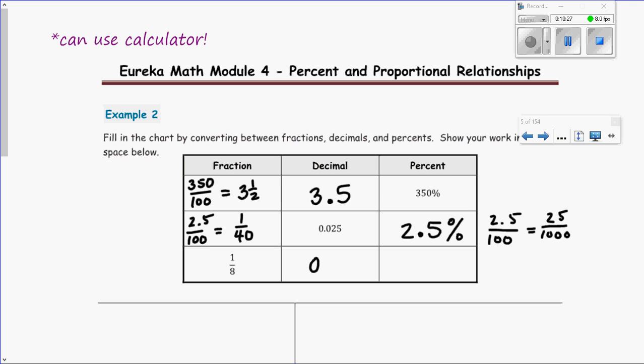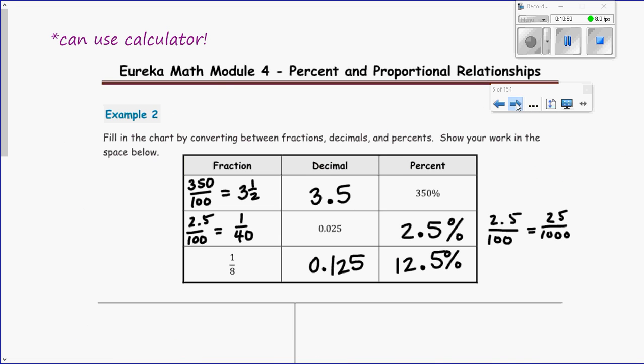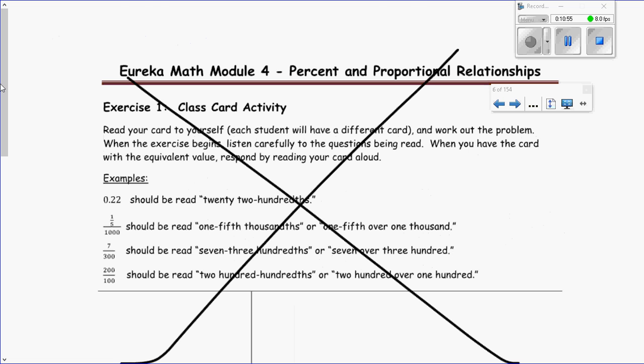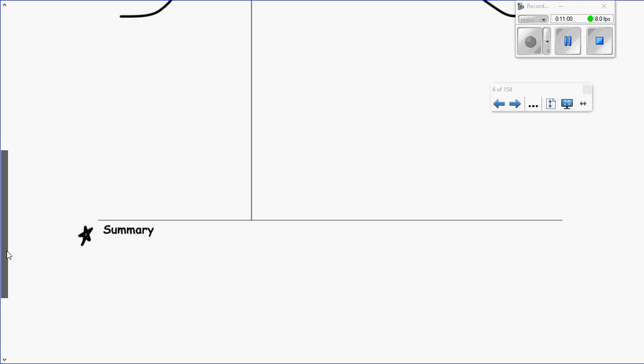Okay, for 1/8, it's 0.125. That's actually a pretty common one. And that is 12.5% if you move the decimal twice. Okay, so that is actually it for lesson 1. Go ahead and answer the summary on your own. So our question was, what does percent mean? What are equivalent representations using fractions, decimals, and percents? So what that means is to go ahead and answer your essential question using the examples that we just did. So go ahead and put a star by the summary, and you're going to do this on your own.